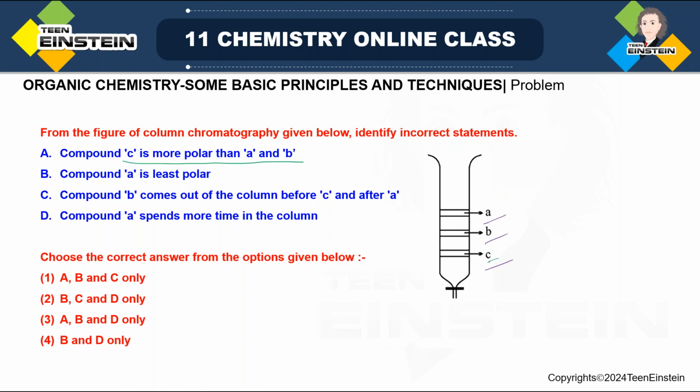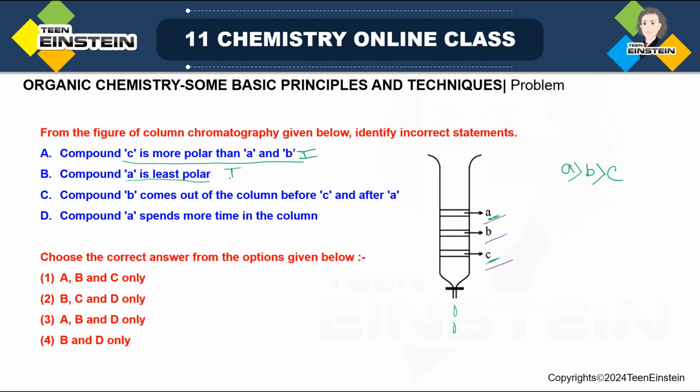The first statement is saying that compound C is more polar than A and B. Now C is coming at first. So when you are eluting, C will be coming first, right? Then B, then A. So how C is more polar? So polarity order, if you consider here, A is maximum polar, because after C is eluting, next B will be eluting and then A. So polarity order is like this. So C is more polar than A and B cannot be correct. It is incorrect, right?